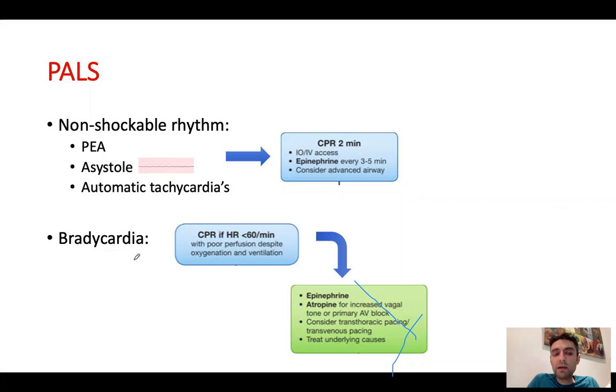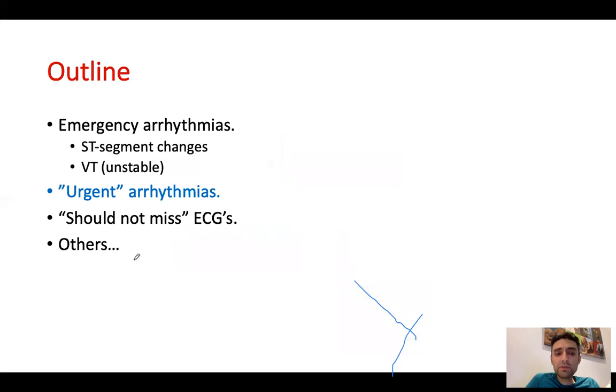Or if you have automatic tachycardias, remember we said this, if you have junctional ectopic tachycardia, you should not shock. There will be no response. If you have automatic atrial ectopic tachycardia, you should not shock. There will be no response. If you have multifocal atrial tachycardia, often there will be no response to shocking, okay? So not each and every tachyarrhythmia responds to cardioversion or defibrillation, okay, guys? Of course, if the patient is bradycardic, then you do CPR and epinephrine and atropine and so forth, okay? Any questions so far?